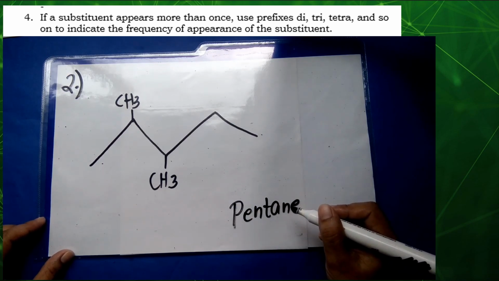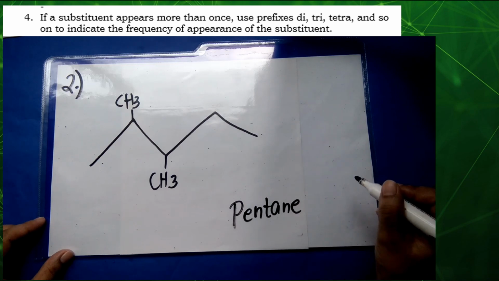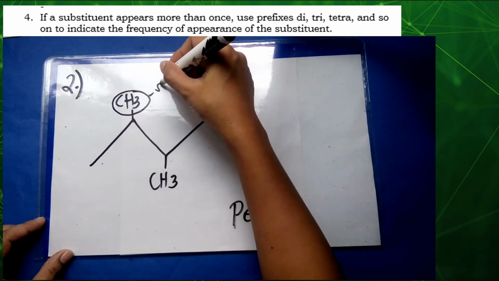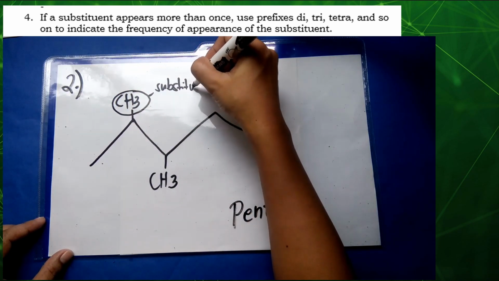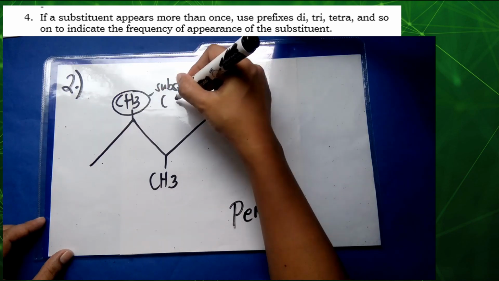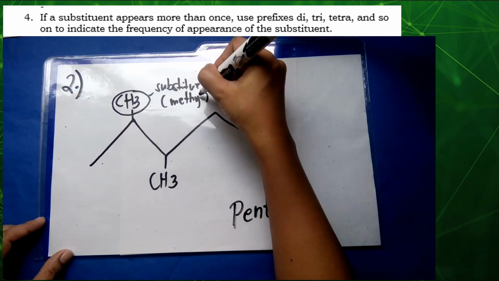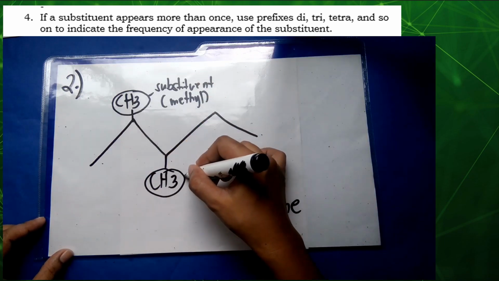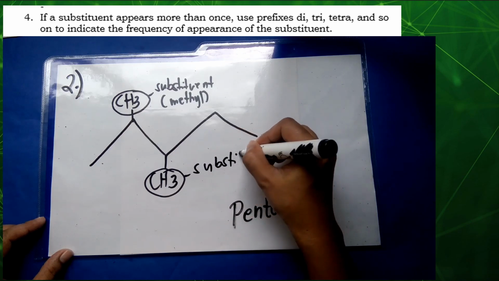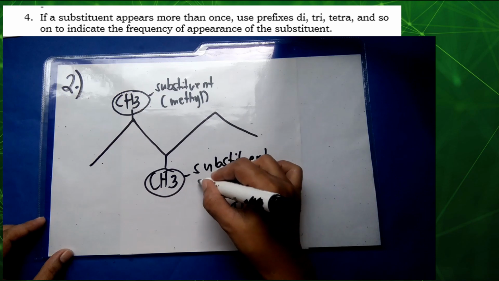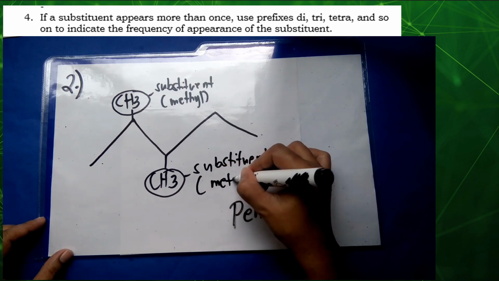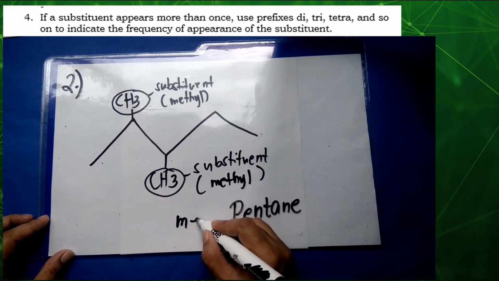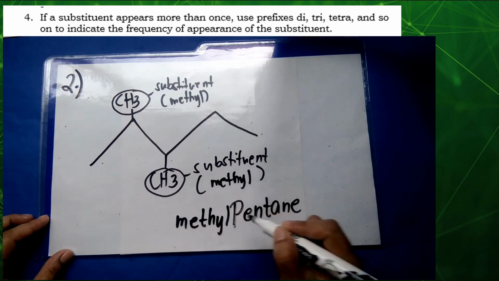And then, next rule, look for the substituent. Okay, so we have our substituent here. Substituent here. And the name of that substituent is a methyl, because there's only one carbon atom there, right here. And then the other one here is also a substituent. Okay. And again, the name of that substituent is a methyl. Now, so right here, the name of the substituent, which is a methyl.